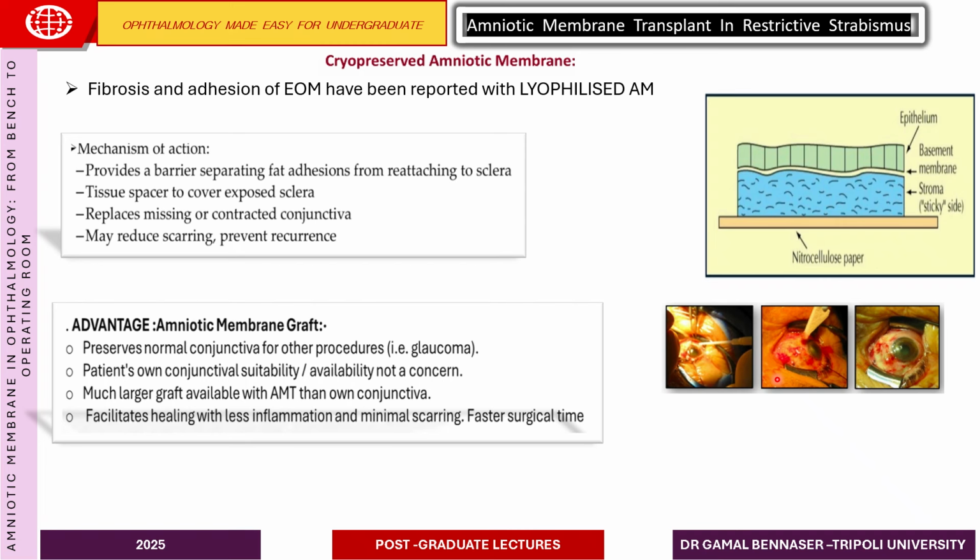So to sum up, preferably we use the cryopreserved amniotic membrane, and we respect the orientation so that the stromal side should face down toward the sclera, and we should apply it over a large area to secure the elimination and reduction of the inflammation and the fibrosis.